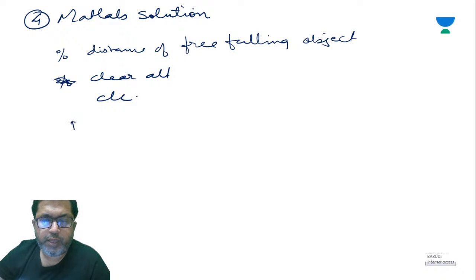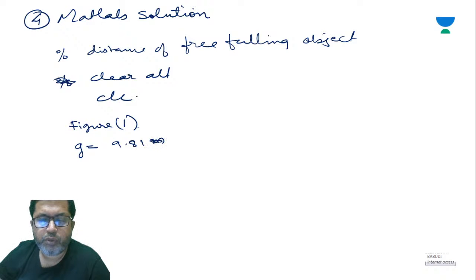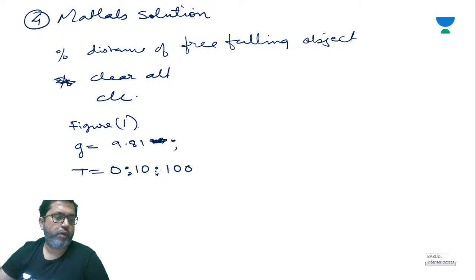So I will say figure 1. Okay. First I will define the constant g equal to 9.81. Sorry, don't need to write meters in the program. Okay, t is equal to 0, 10, 100. Okay, 0, 10, 100.